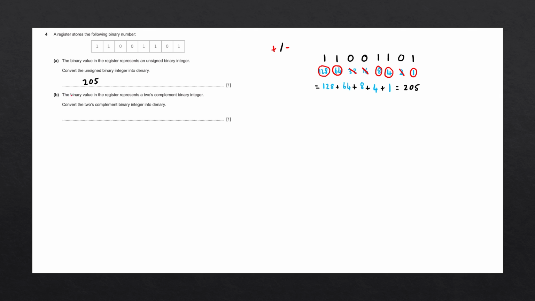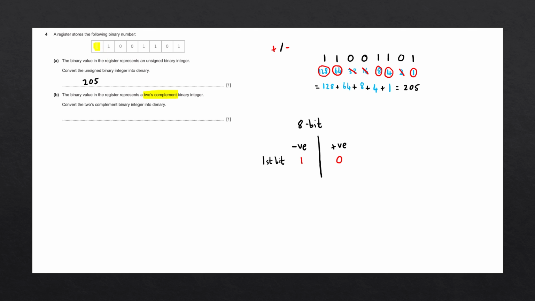Part B says, the binary value in the register represents a 2's complement binary integer. Convert the 2's complement binary integer into denary. Here, they tell us that the binary integer is in 2's complement. This means that we've split up our range of 8 bits into 2 different parts. We now have a negative part, and we have a positive part. The way we differentiate between these two is whenever the first bit is a 1, that is going to be a negative number. Whenever the first bit is a 0, it's going to be a positive number. In this case, we have a negative number given by the first bit being a 1.